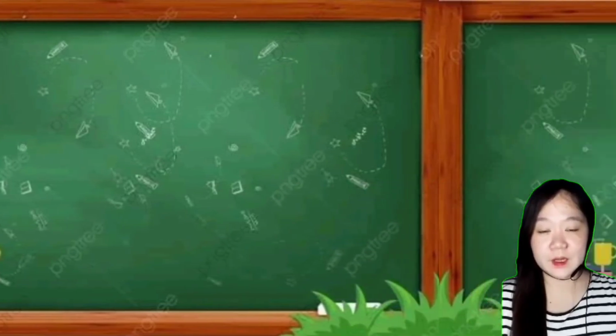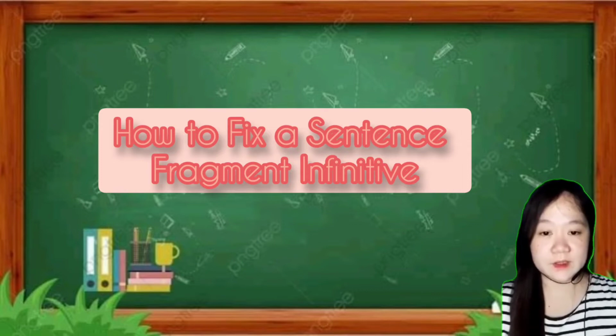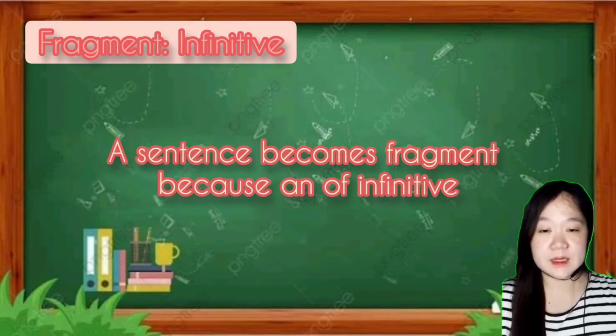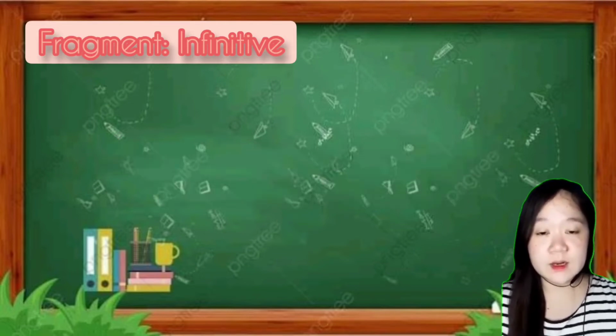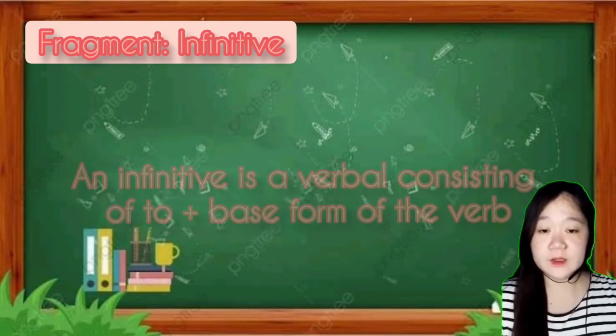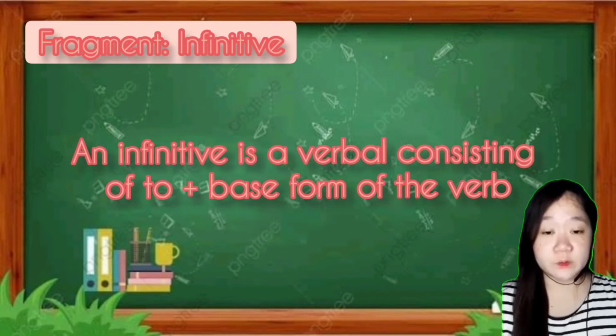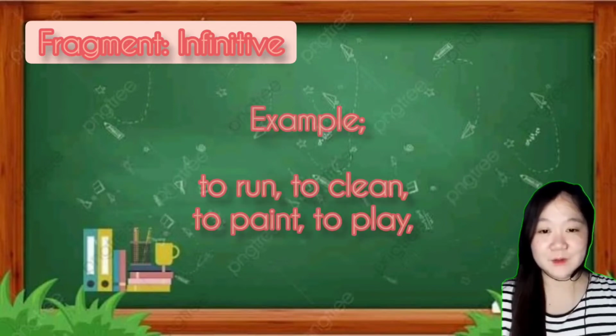For the next topic, I am going to teach you how to fix a sentence fragment with an infinitive. Sometimes a sentence becomes a fragment because of an infinitive. But before we proceed, let us know what an infinitive is. An infinitive is a verbal consisting of to plus the base form of the verb. For example, to run, to clean, to paint, to play.